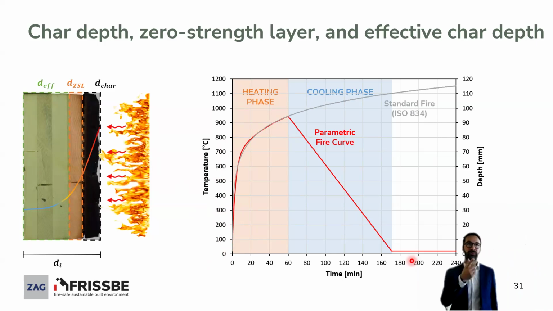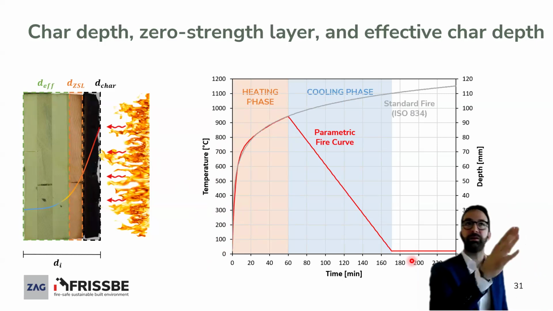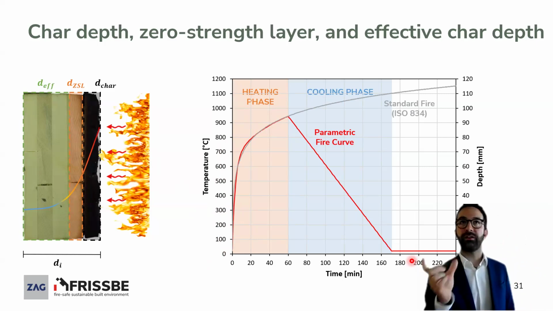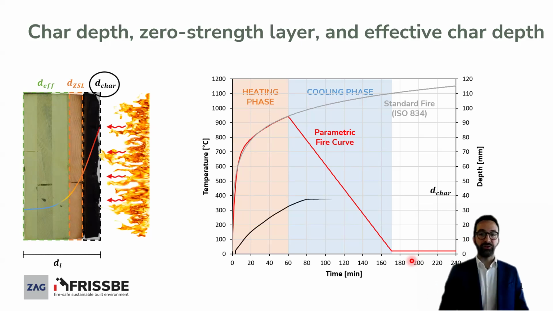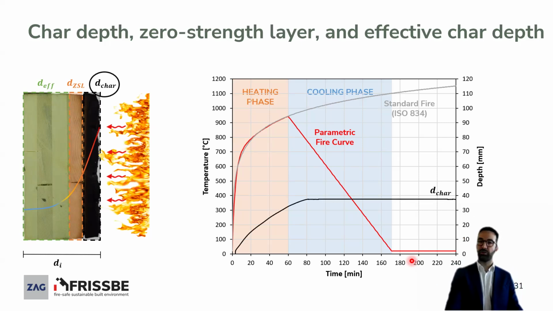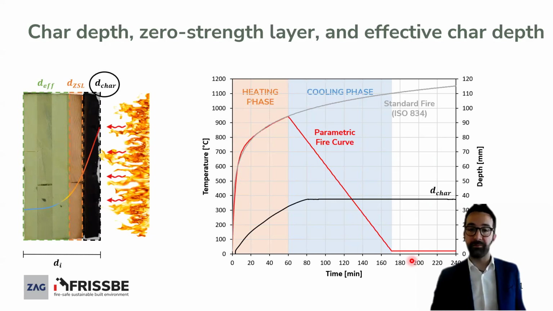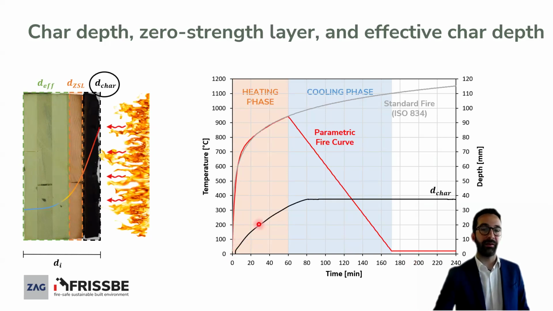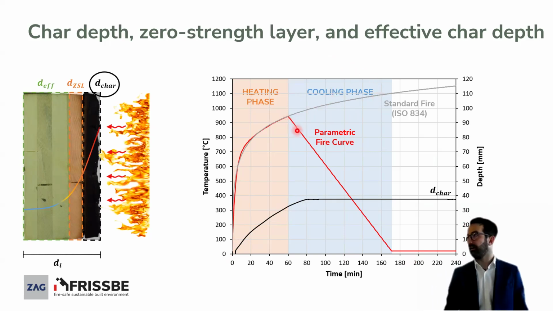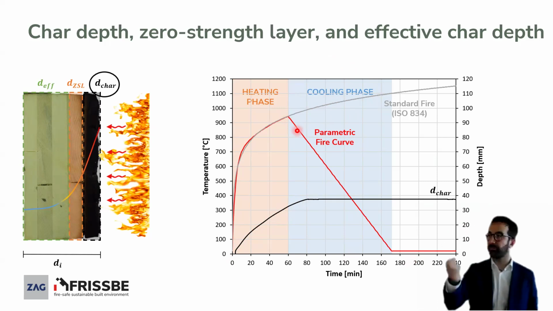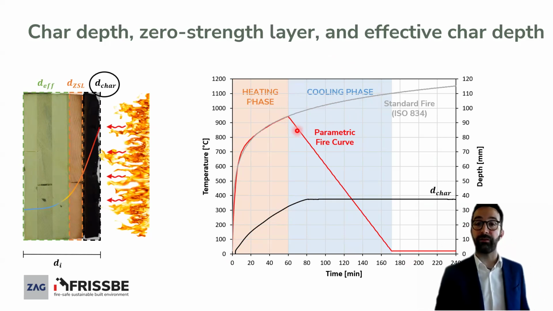Particularly for the problem that I'll show you now, we define a specific curve that brings 60 minutes of standard fire curve followed by about 2 hours of parametric fire cooling. So if we focus on the evolution of the char depth in time, you see that the char at the beginning starts increasing during the fully developed phase of the fire, but it is still penetrating for about 20 minutes also during the cooling phase, because you see the temperatures are still very high in the compartment itself. So you still have a contribution to the char during the cooling phase as well.